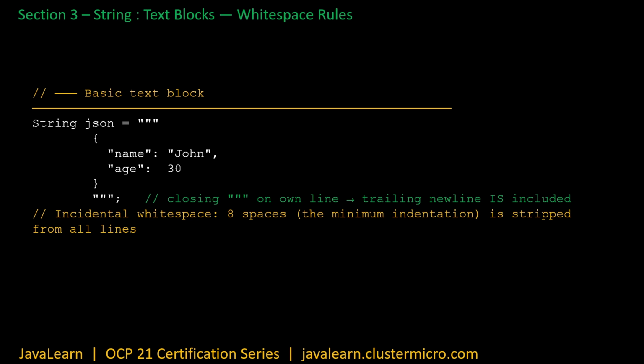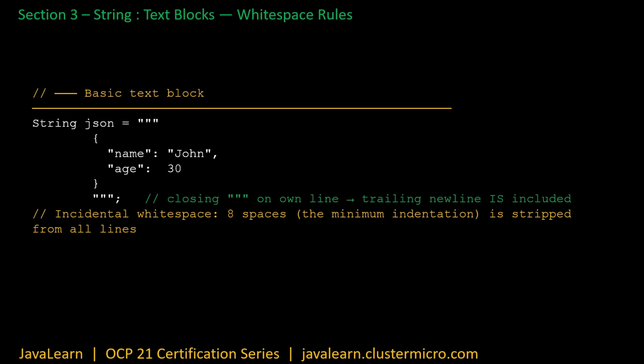After the mandatory new line, the content begins. Here we have the braces, name John, and age 30. Notice the indentation. In the source file, these lines are indented with spaces because the programmer wants the code to be visually aligned. The opening curly brace has 8 spaces before it. The name and age lines have 12 spaces. The closing brace has 8 spaces. The question is, do these spaces become part of the string content? If they did, every line of the JSON would start with 8 or 12 spaces, which is not what you want.